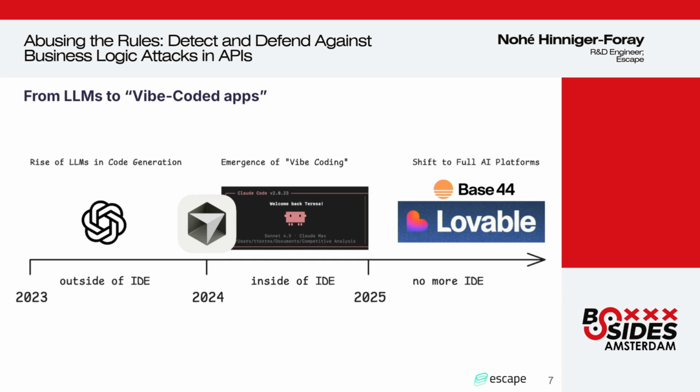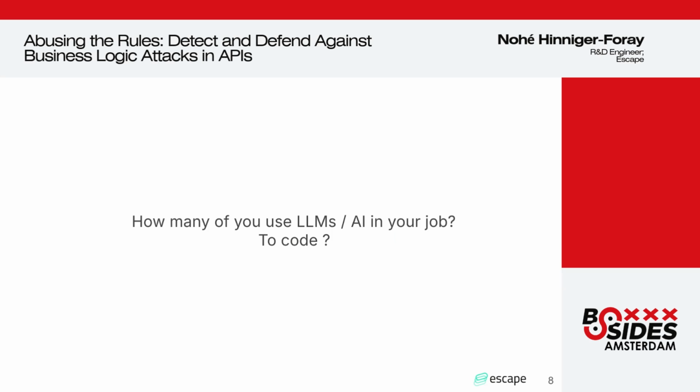And now we see a shift to full AI platforms like Lovable or Base44, which brings it back out of the IDE. And the idea is that you just have a chat interface, but the platform will deploy the code for you, will deploy the front end, the back end, set up everything, the infrastructure you need, and basically just generate your application.